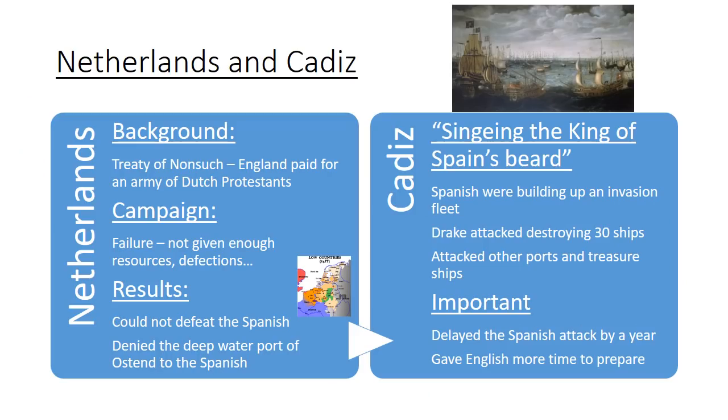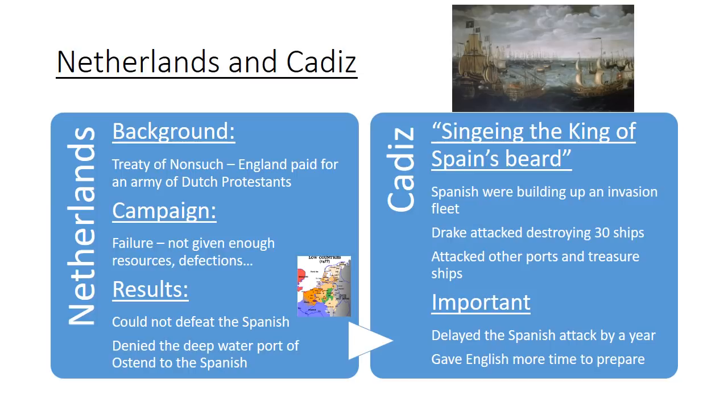Okay, so just a little bit more detail here about the Netherlands. The Netherlands became what's called a proxy war between Spain and England, and they signed a treaty called the Treaty of Nonsuch, whereby the English would now actively support action against the Spanish, and they paid for an army of Dutch Protestants. However, they just weren't given enough resources. A lot of the people defected, and there were very confusing aims about what they were supposed to be doing. So in the end, they just couldn't defeat the Spanish. But one thing it did do going forward was deny the Spanish the deep water port of Ostend, which would have been vital if they were going to invade England.